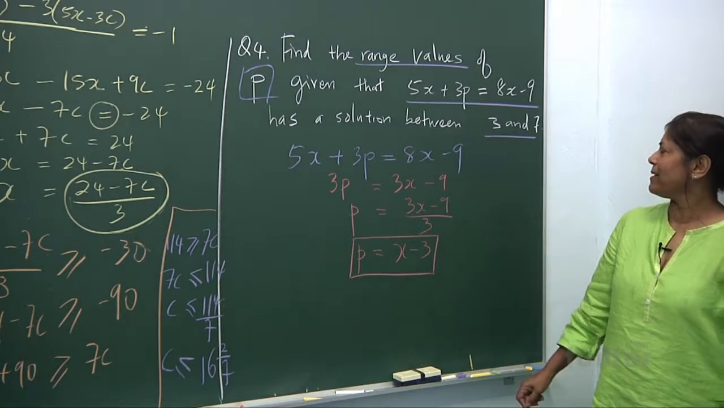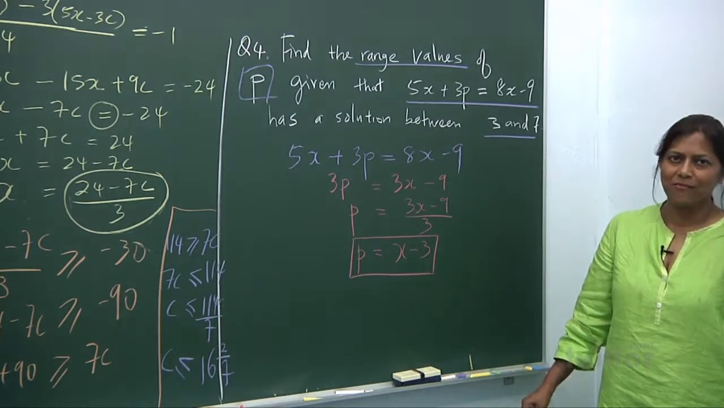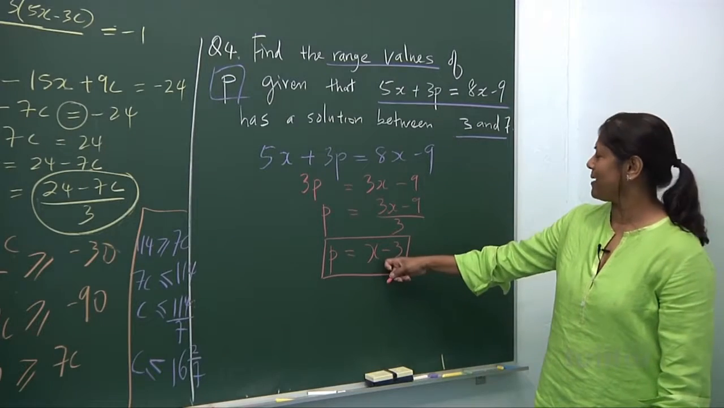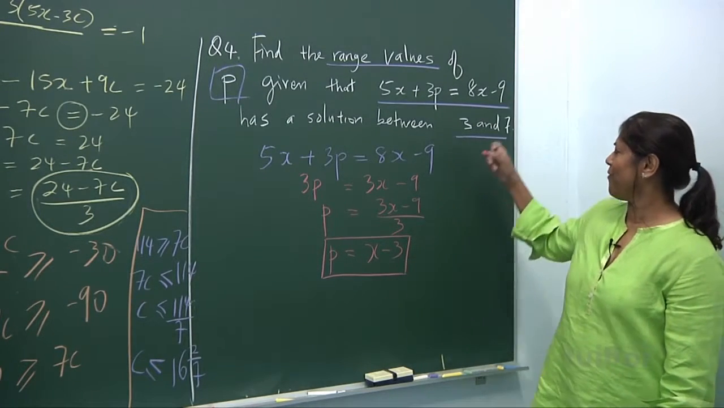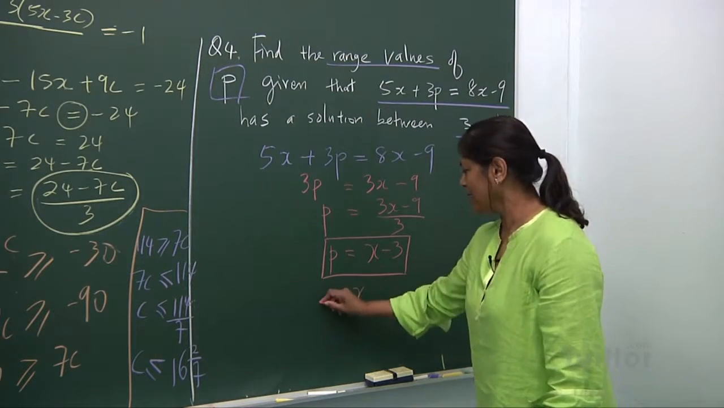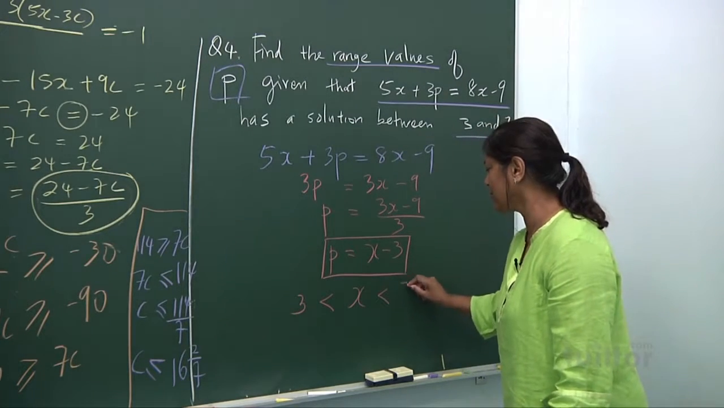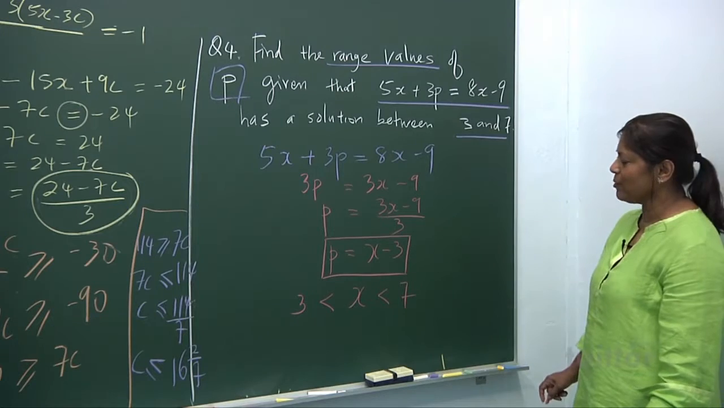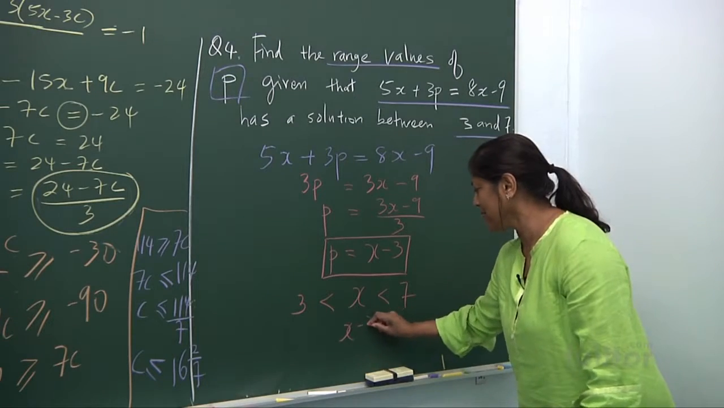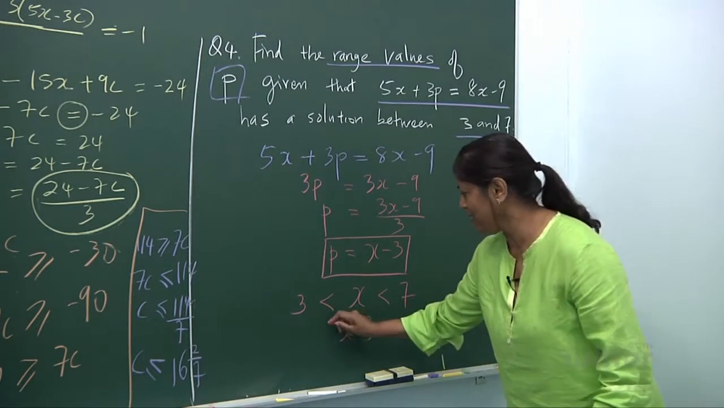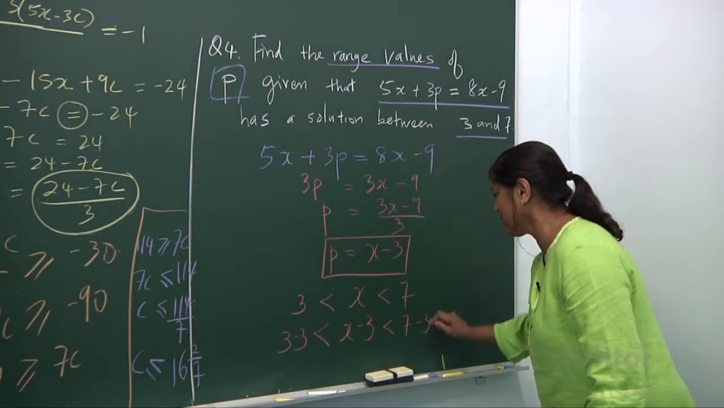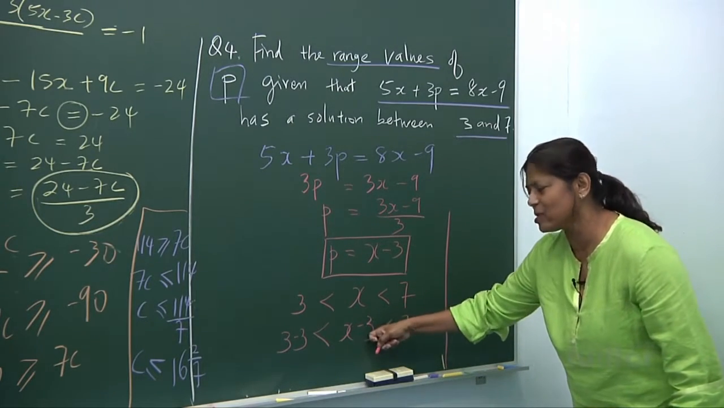And you know that your x is between 3 to 7. The smallest value of x is 3 and the biggest value of x is 7. So what's your p going to be? Your x is between 3 to 7. That's your range. And so your p is going to be x minus 3. Here you take a 3, you minus a 3. Here you take 7, you minus a 3, because you put x minus 3.